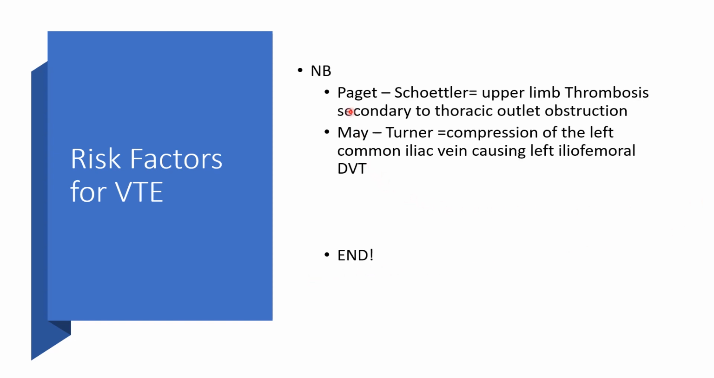Now, finally, Paget-Schroetter syndrome is a form of upper limb thrombosis secondary to thoracic outlet obstruction, while May-Thurner syndrome is compression of the left common iliac vein causing left iliofemoral DVT. You can check my channel for a separate presentation on each of these. I have Paget-Schroetter syndrome and May-Thurner syndrome fully presented and published right here.